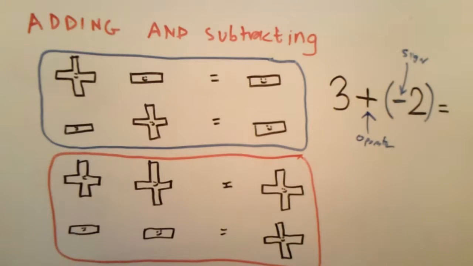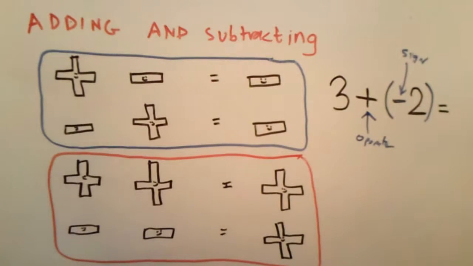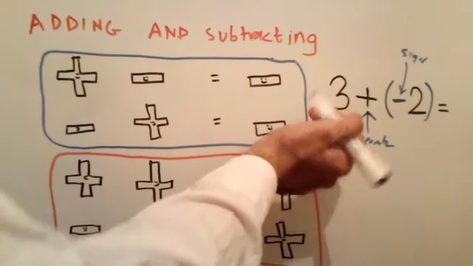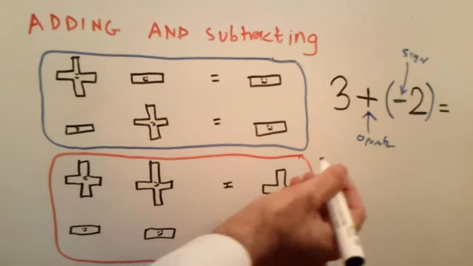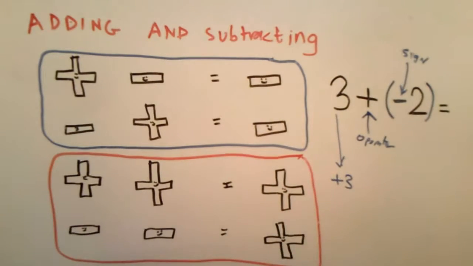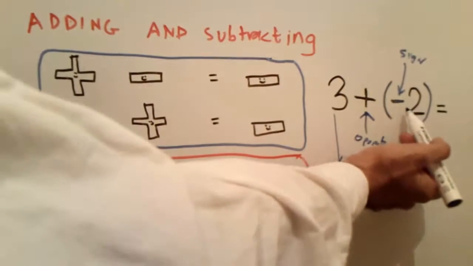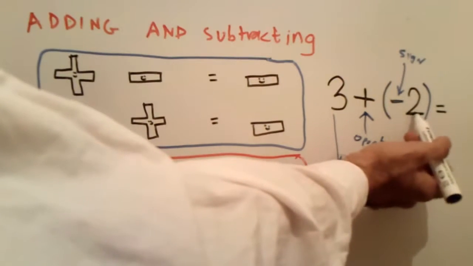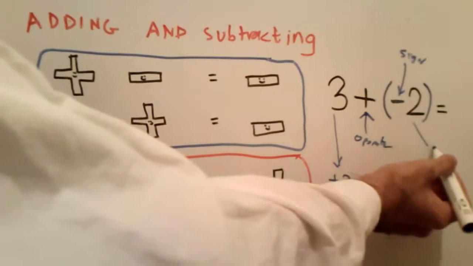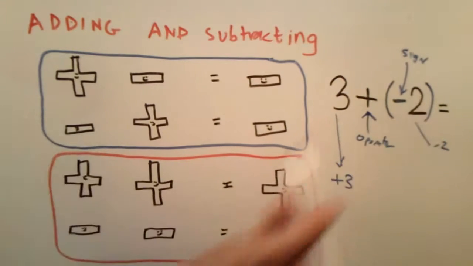So what have we got here then? We've got 3. What is the sign of our 3? There's nothing here, so that means 3 is a positive 3. There's the operator. We're adding, and now we know what this is. This is a 2, and it's a negative 2. So it's 3 add negative 2.